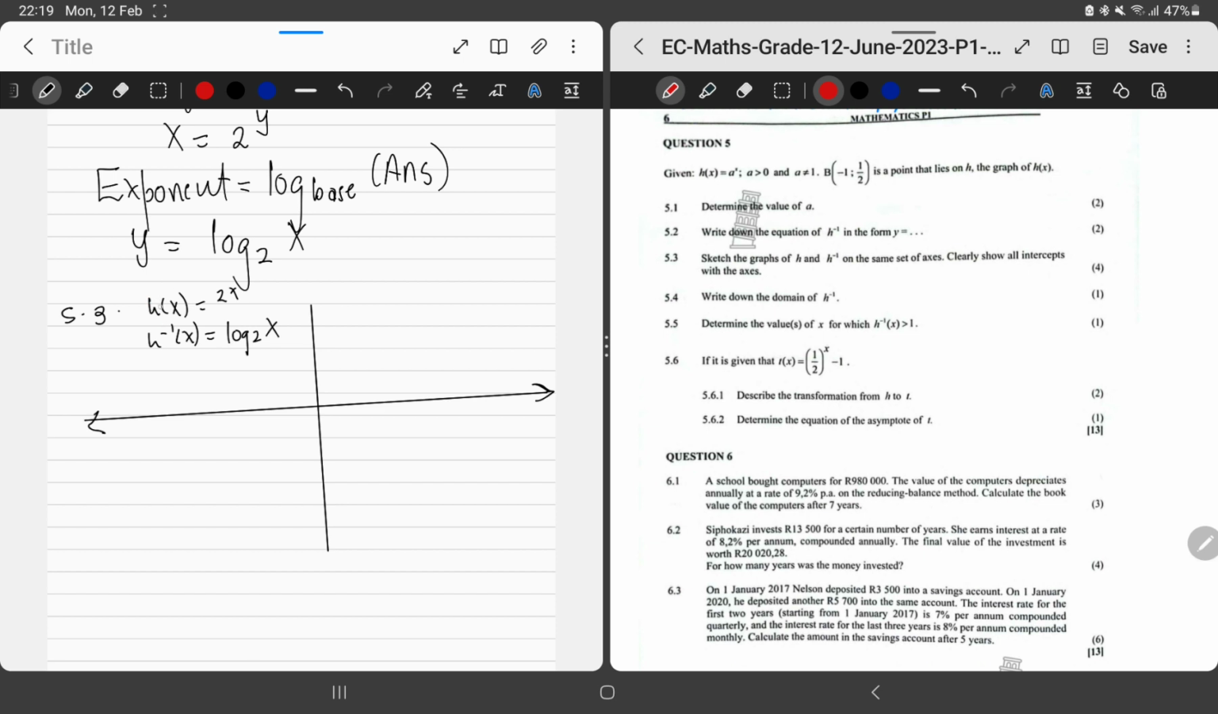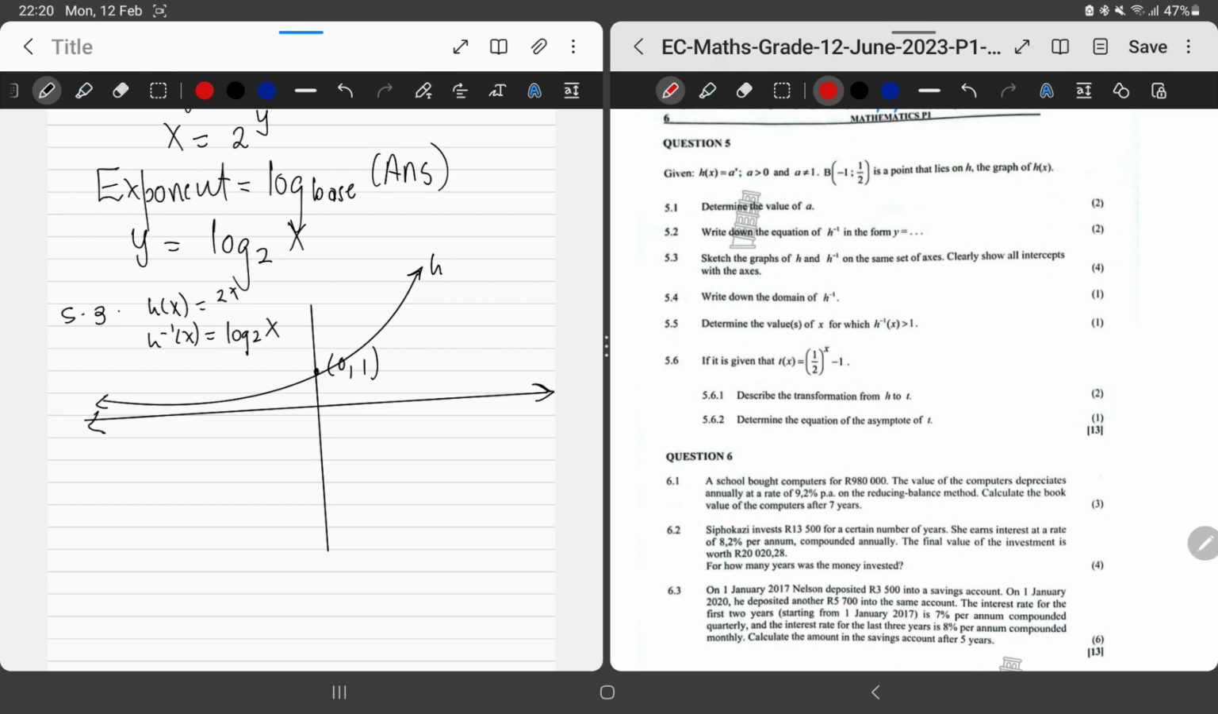So I'm just going to focus on drawing the graph of h of x, and it will not have any x-intercept, and then it will cut through 0 is to 1, because for the y-intercept I set x equal to 0, so 2 to the exponent of 0 is equal to 1. So the y-intercept should be 0 is to 1. There is no x-intercept. And then my graph will go like that. And then this is just h.